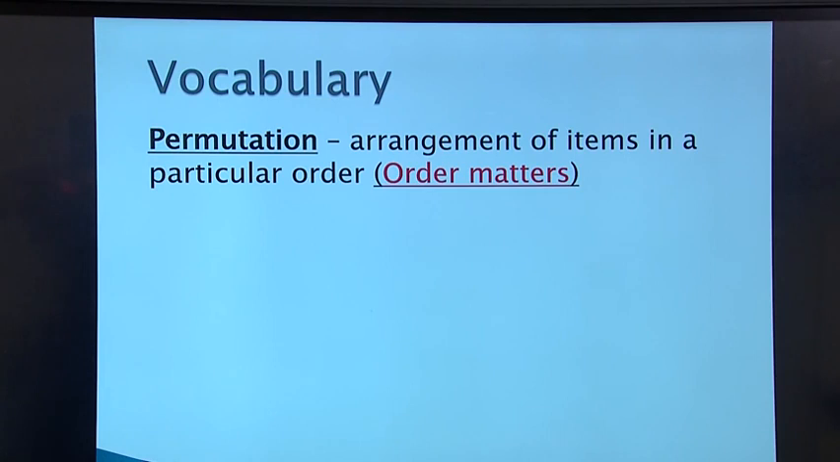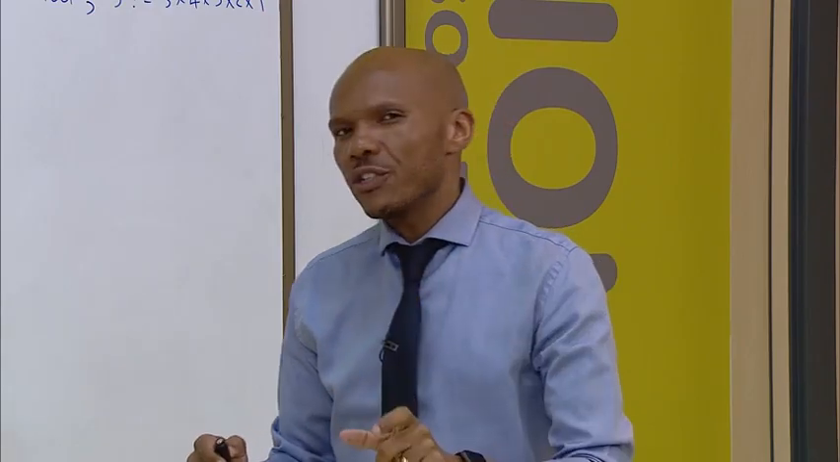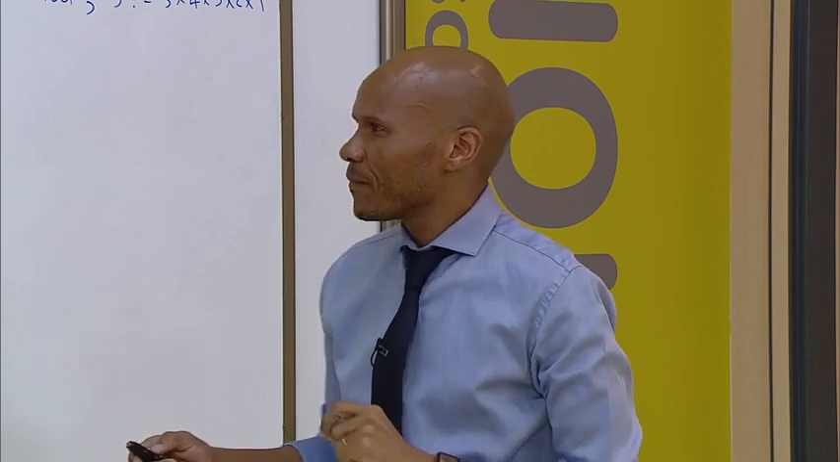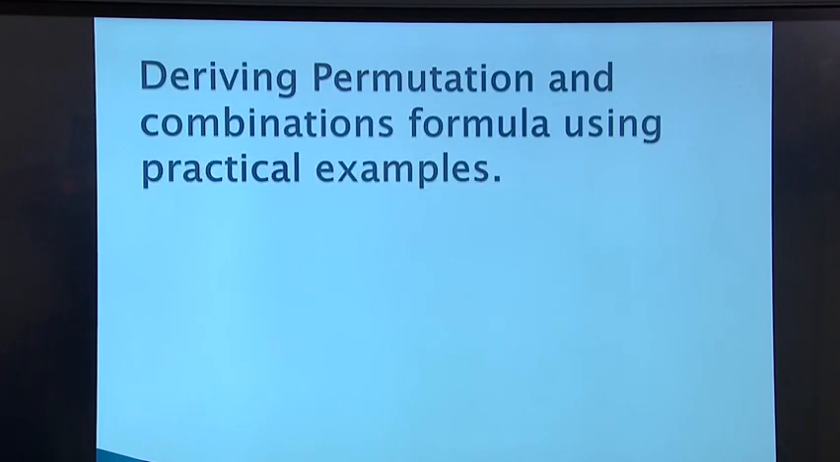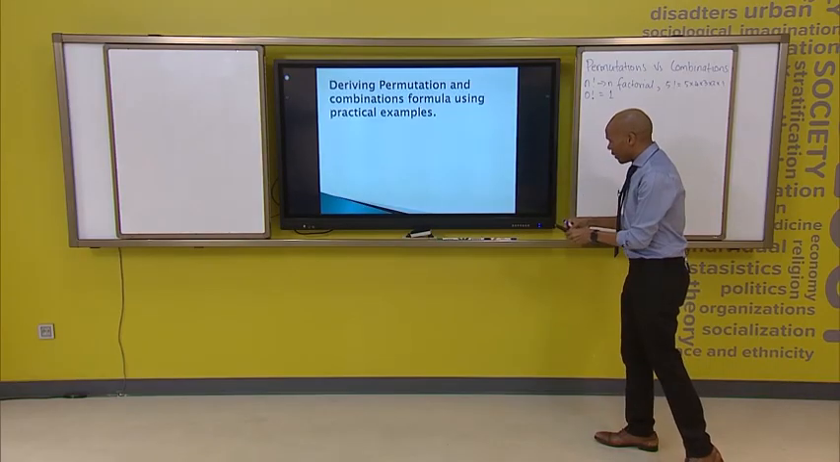Okay, now let us define what permutation is. Permutation is an arrangement of items. We are arranging items, and remember this, the order that you arrange these items matters. And combination is quite the opposite. Combination, we're just combining items, and the order that you combine them doesn't really matter. And you are going to know a little bit more on this.